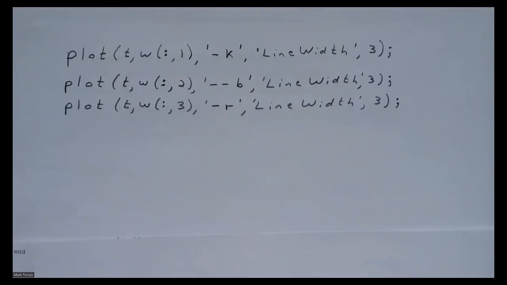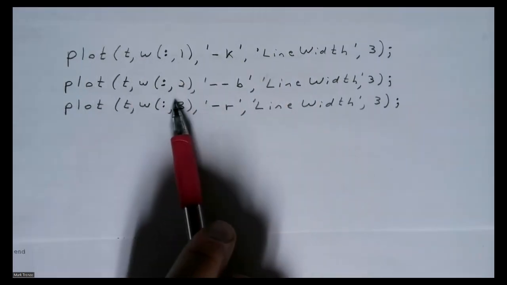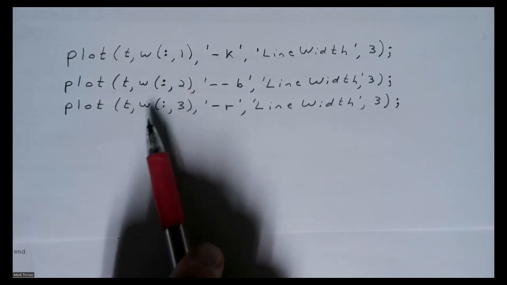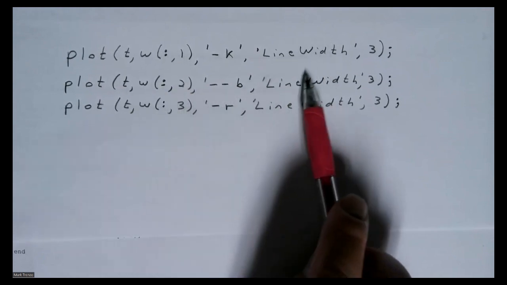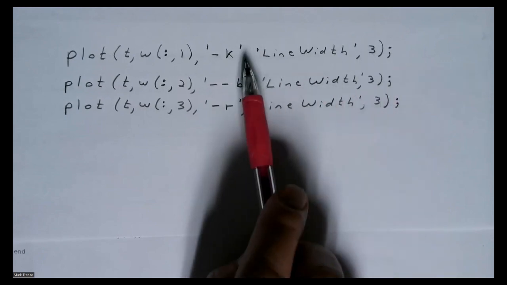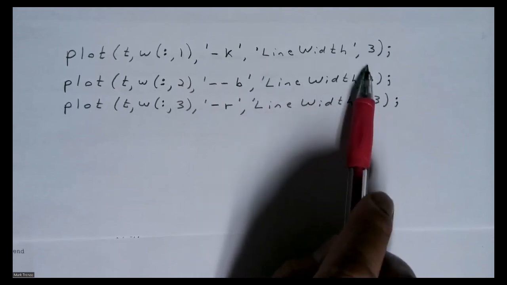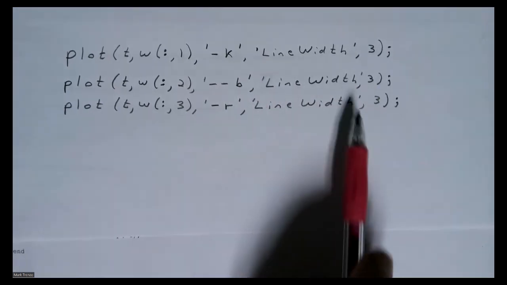One thing else I'm going to do to make the plot look a little bit nicer, I'm going to make the curves thicker. For each of the plot commands for the X, Y, and Z, I'm going to change the line width to 3. That's a thick line. Again, put in quotation marks line width, then comma 3 on each one.